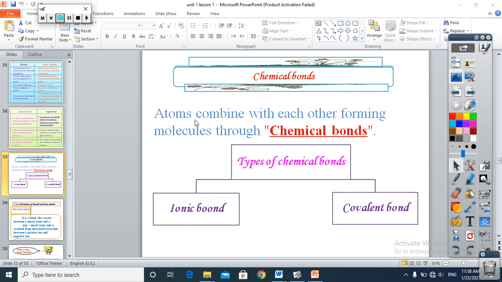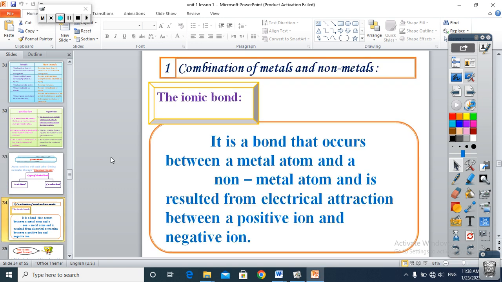Atoms combine with each other forming molecules through chemical bonds. We have two types of chemical bonds: ionic bond and covalent bond. What about combination of metals and nonmetals? Metals and nonmetals are combined with each other by ionic bond.